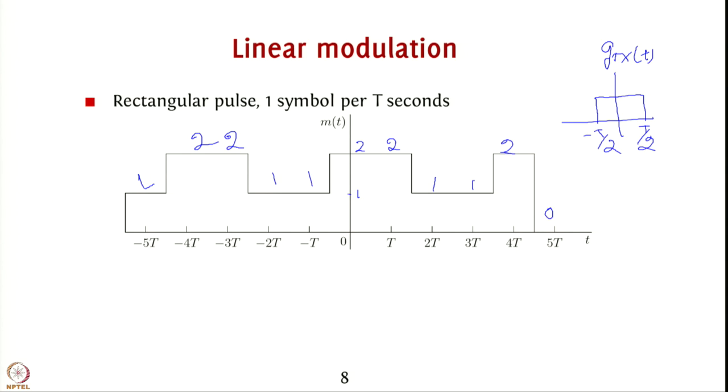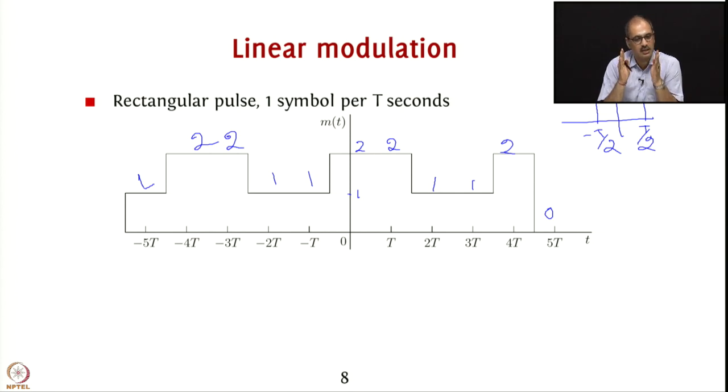So if you look at this g_tx, 1 multiplies this g_tx and is placed over here. It's actually g_tx shifted 5T to the left. Then 2 multiplied by g_tx shifted 4T to the left, and the next will be 2, and so on. Now, as you remember, we have been discussing band limited, and you need to honor the constraint that you have to be within the bandwidth minus W to W. Unfortunately, if you choose g_tx(t) to be a rectangular signal, you are definitely violating the bandwidth constraint because g_tx is band unlimited.